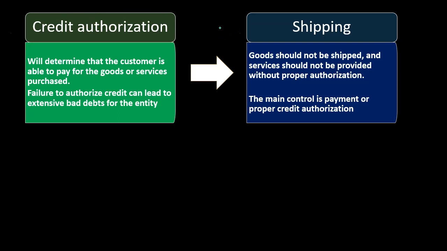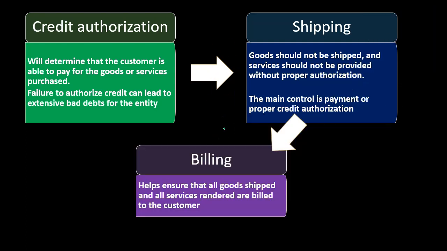Shipping: goods should not be shipped and services should not be provided without proper authorization. The main control is payment or proper credit authorization for shipping. And then, of course, the billing process helps ensure that all goods shipped and all services rendered are billed to the customer. Then we have the cash receipts. All cash collected must be identified and deposited at the bank.